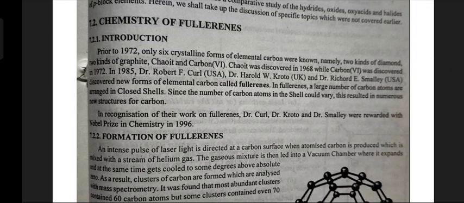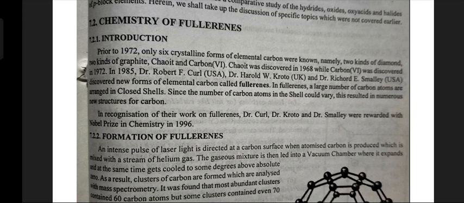Introduction. Prior to 1985, only 6 crystalline forms of elemental carbon were known, namely 2 of diamond, 2 of graphite, chaoite and carbon 6. The chaoite was discovered in 1968 while carbon 6 was discovered in 1972.